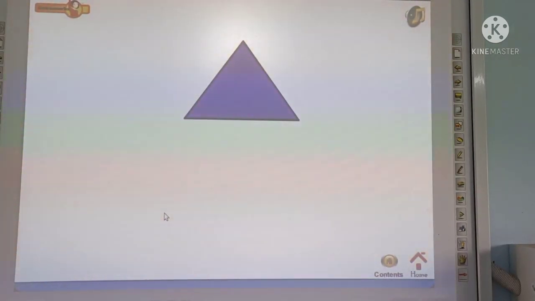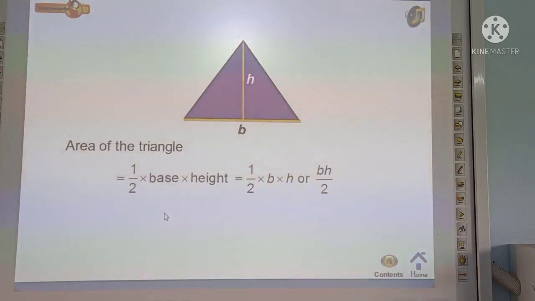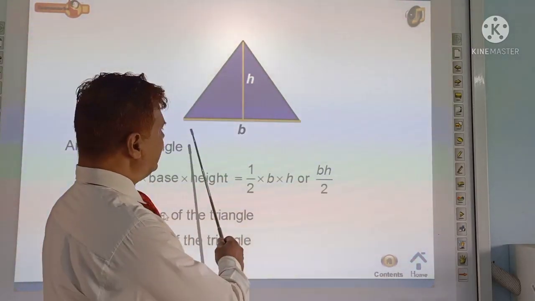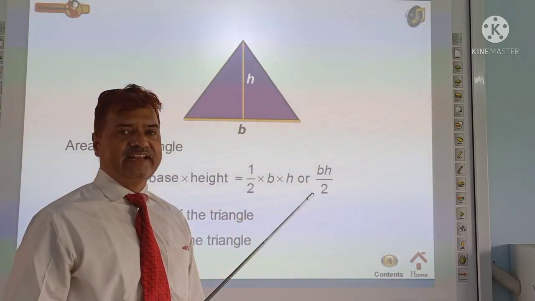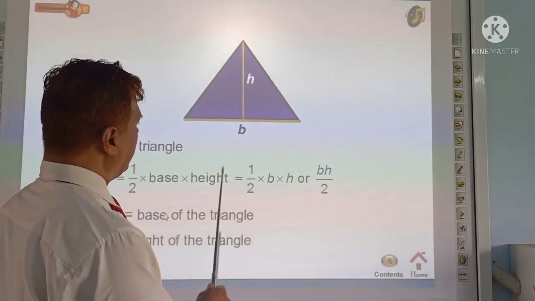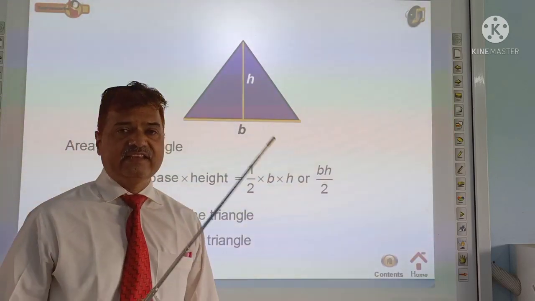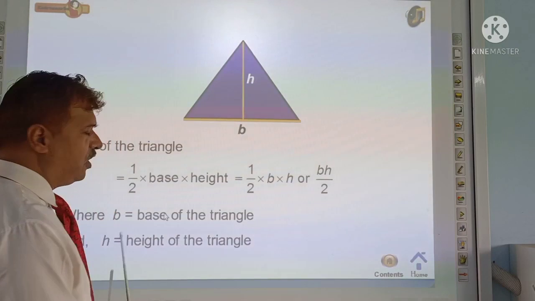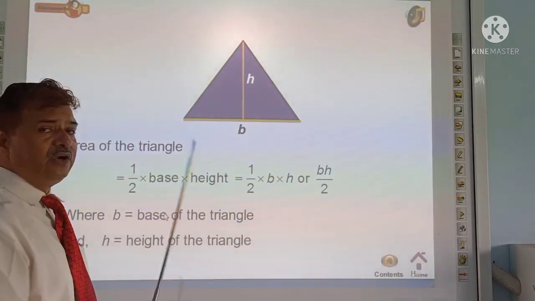We now know that the area of the triangle is half of base multiplied by height, or BH upon 2, where B is the base of the triangle and H is the height of the triangle. In this triangle, the base is B and the height of the triangle is H. The formula to find the area of a triangle is half into B into H. So, the area of this triangle is BH by 2.